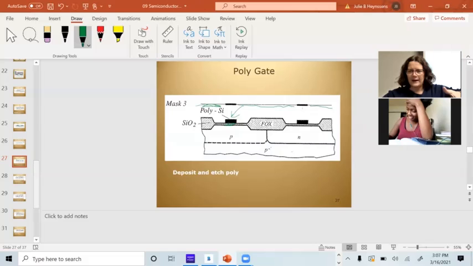Photolithography: you can make a mask that's actually a physical mask that's the same size as the IC, and you cut little holes in it to show where you're going to put the poly.